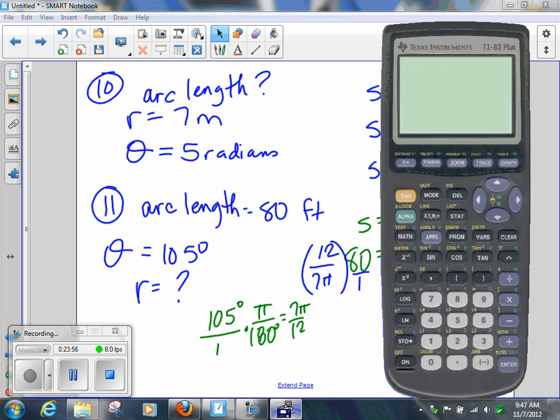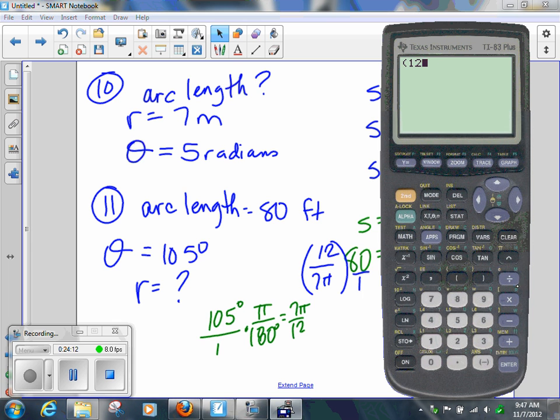Calculator, please be on. Daggone it. I don't know. The batteries are weak. I just made that up. I don't know why. All right, here we go.